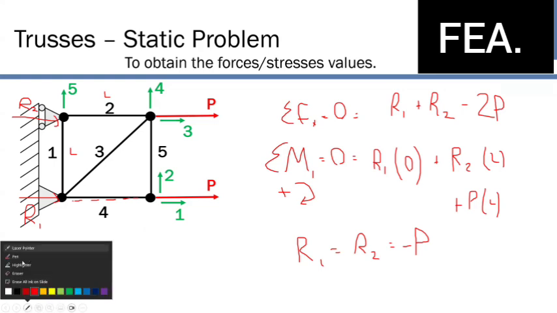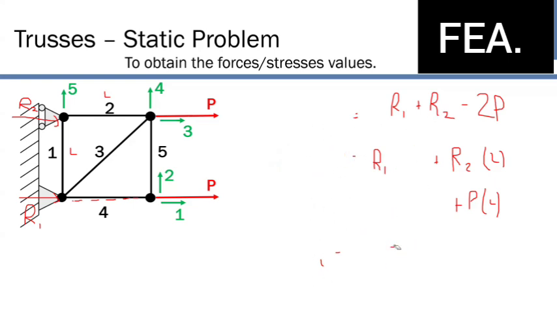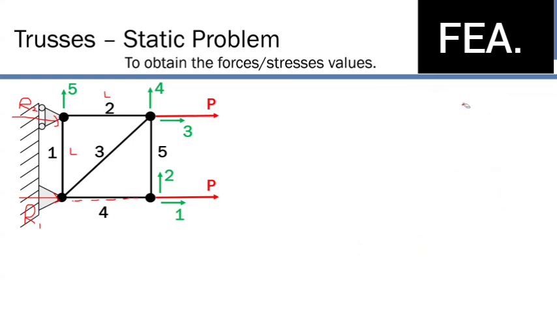Now we need to continue with solving the rest of the problem, which is finding the forces inside each individual member. That's what we were ultimately looking for: the force in members 1, 2, 3, 4, 5 respectively. So with the knowledge that R1 and R2 are equal to minus P, let's start going through each individual truss member and finding its reaction force.